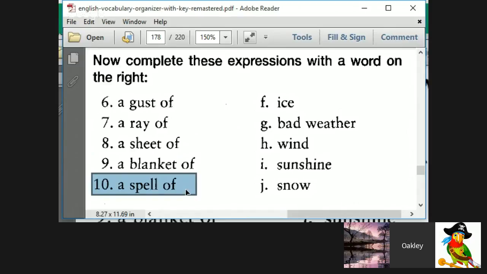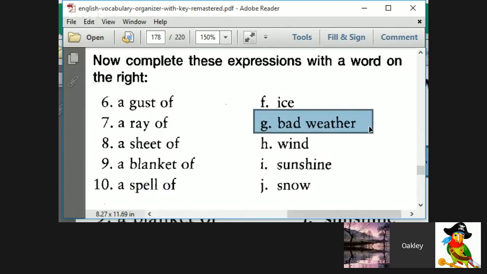Okay, Andre, number 10. A sleep of winter. A spell of. A spell of time. Bad winter. Bad weather.